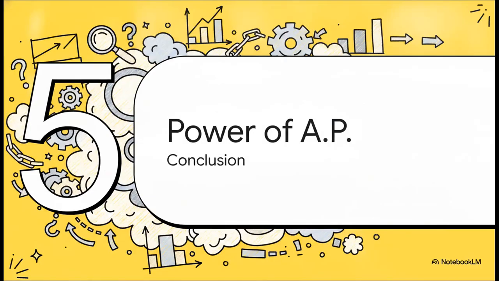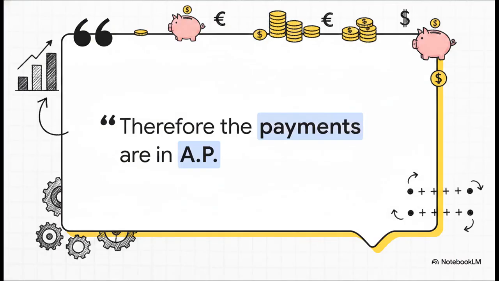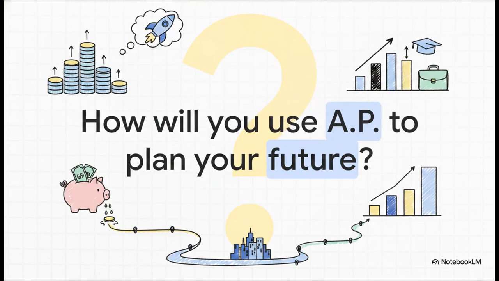Section 5. The power of AP. Conclusion. To wrap up our explainer today, I want to repeat this key logical phrase taken directly from our textbook solutions. Therefore, the payments are in AP. This is the most crucial realization you can make. Your step 1 is always identifying the mathematical pattern first. Once you logically prove a scenario is an AP, the formulas step in and do all the heavy lifting for you. I'll end today's session with this final provocative thought for you to ponder.